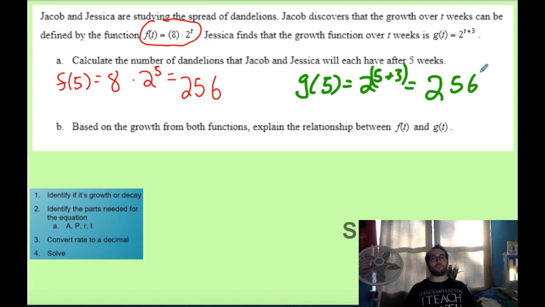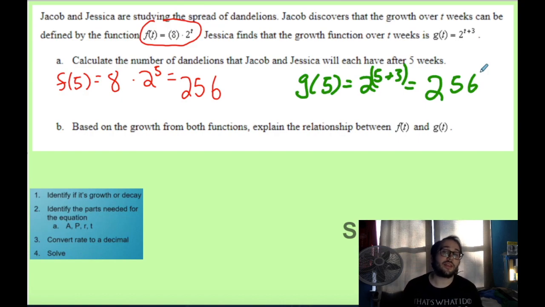Based on the growth of both functions, explain the relationship between f of x and g of t. Oh, sorry, f of t and g of t. My mistake. So off the bat, if you just tested when t is 5, you see that they get the same answer. Now there's a couple of things that you can do. You could say that yes, both functions wind up being the same thing, but you only tested one thing.